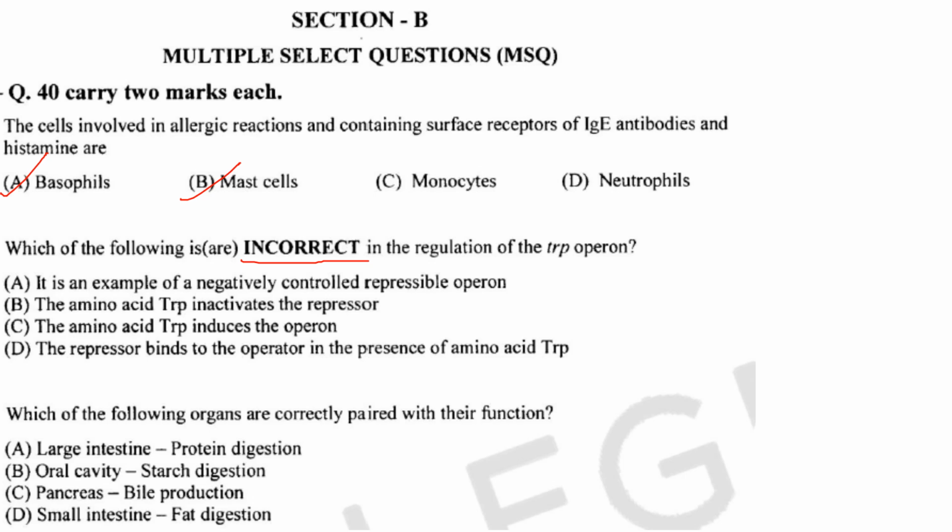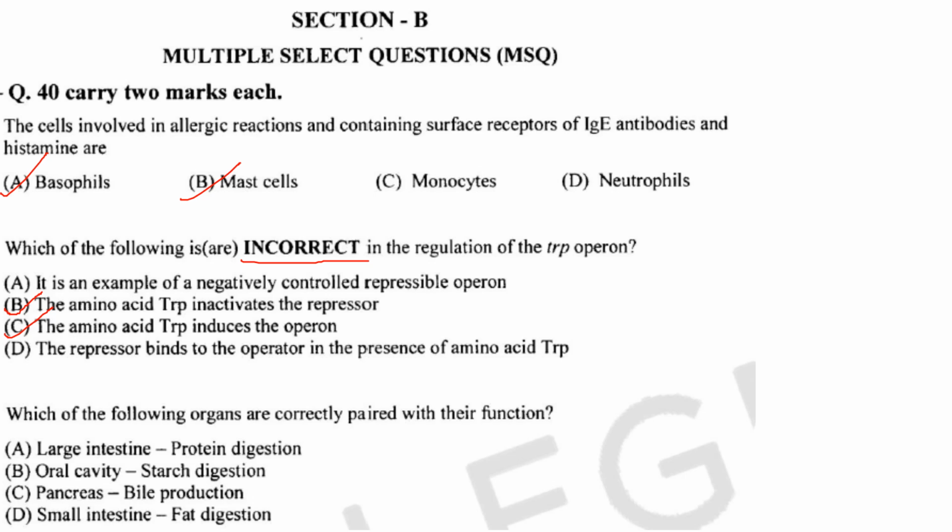So what will happen in case of tryptophan operon is tryptophan will bind to the repressor. This tryptophan repressor complex will bind to the operator and block RNA polymerase from binding, thereby preventing the operon structural genes from synthesis. So B is the incorrect statement. Okay, we will see others also. The amino acid tryptophan induces the operon. No, the amino acid tryptophan represses the operon. So C is also an incorrect statement. The repressor binds to the operator in the presence of amino acid tryptophan. That's also correct.